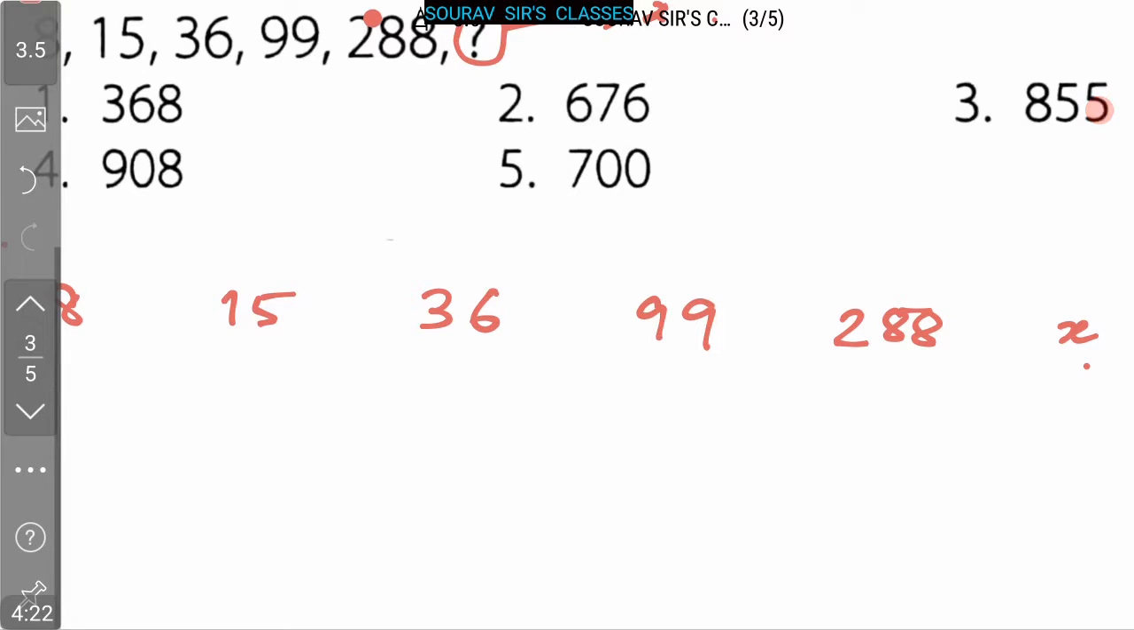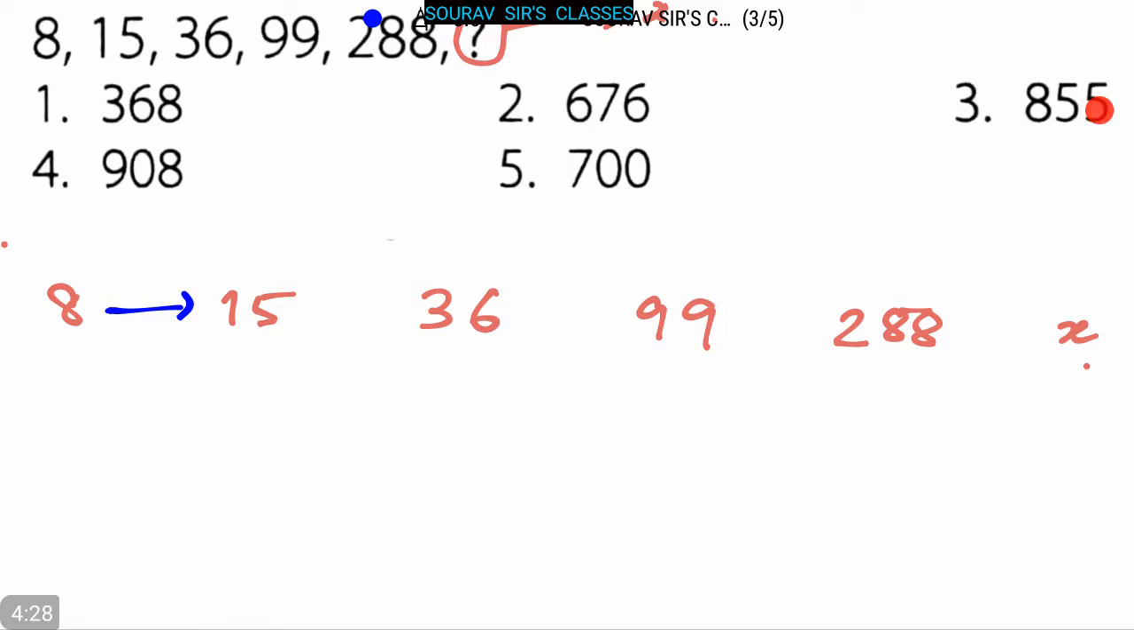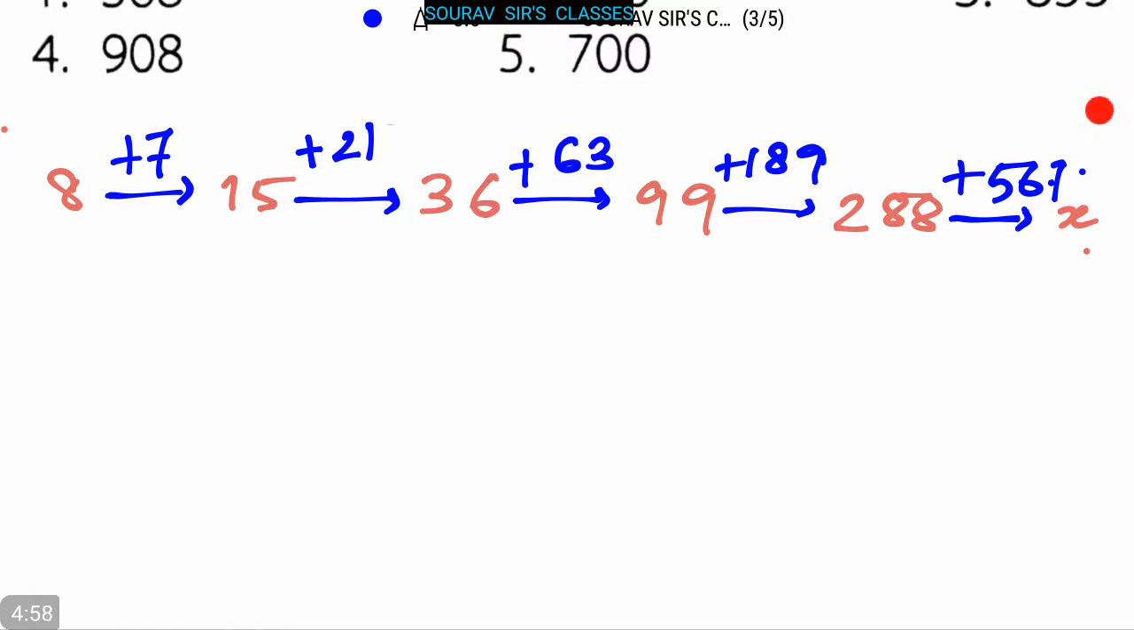Now the difference between 8 and 15 is plus 7. The difference between 15 and 36 is plus 21. Now the difference is plus 63. This difference is plus 189 and this difference must be plus 567 because the difference between the consecutive terms keeps multiplying by 3.